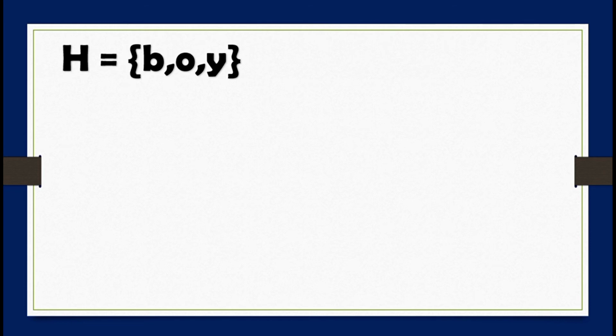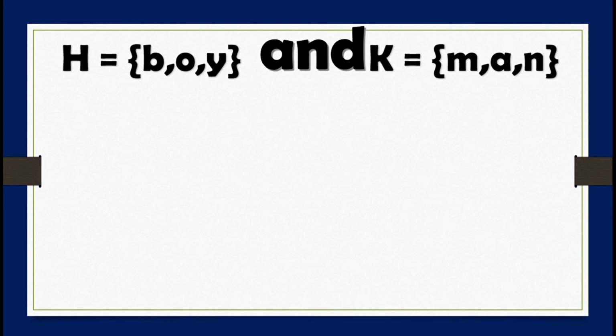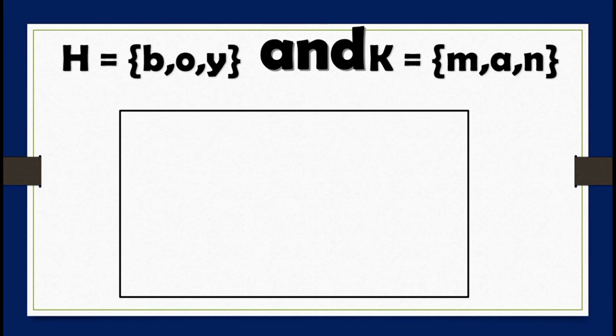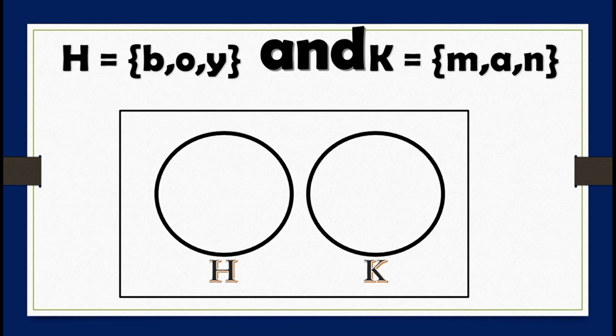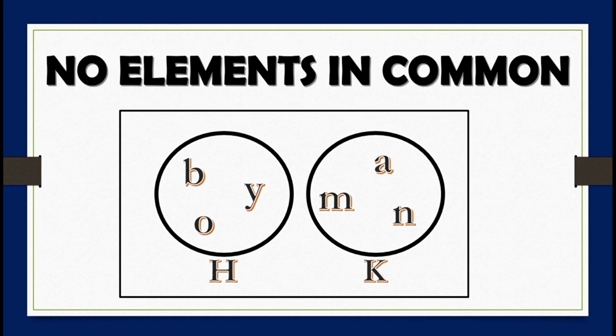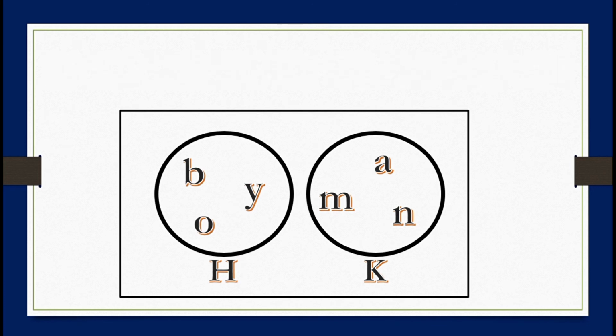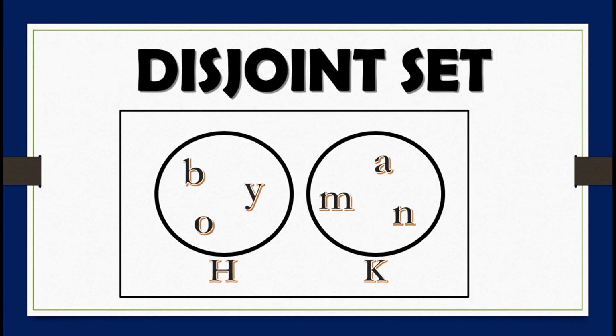Let us proceed to the third one. Set H consists of B, O, Y, and set K consists of M, A, N. For us to illustrate this in our Venn diagram, of course, we will create a rectangle followed by a circle for set H and a circle for K. We will place elements of set H, and those are B, O, Y, while K has elements M, A, N. In this kind of Venn diagram, there are no elements in common. And this kind of set is known as a disjoint set.